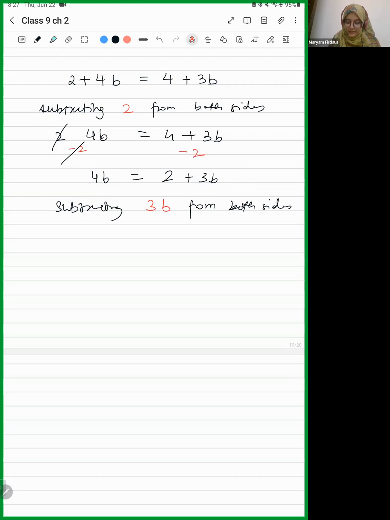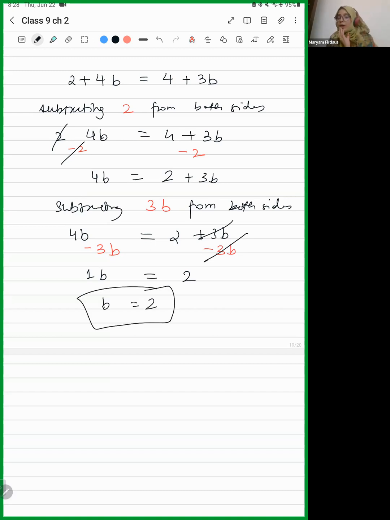So this becomes 4b minus 3b is equal to 2 plus 3b minus 3b. Any doubt here? Anyone? What's 4b minus 3b? 1b. This is equal to 2 plus 3b minus 3b, which is 0. So 1b is equal to 2. That means b is equal to 2. So you understood? Yes, ma'am.